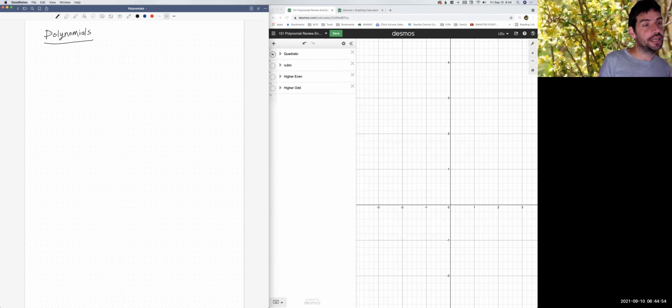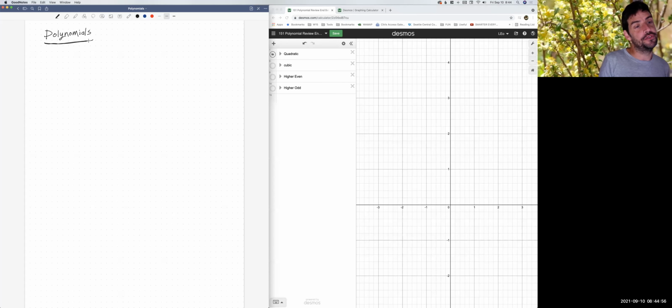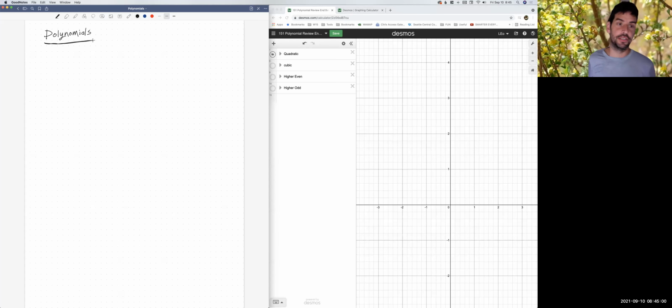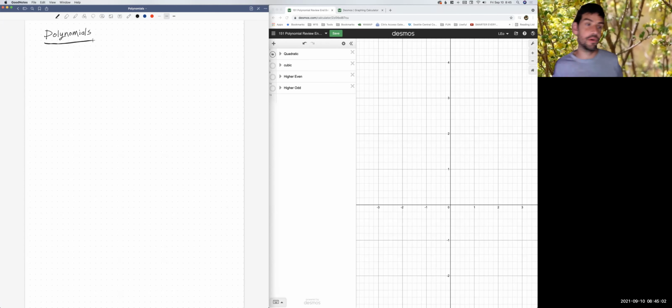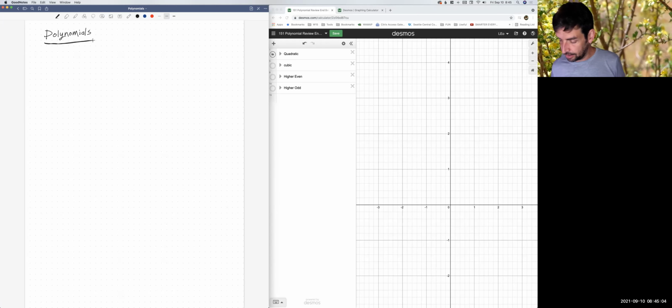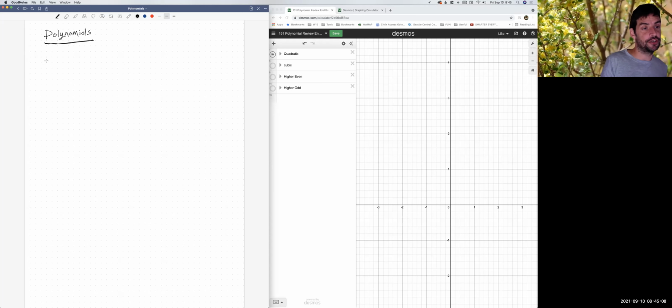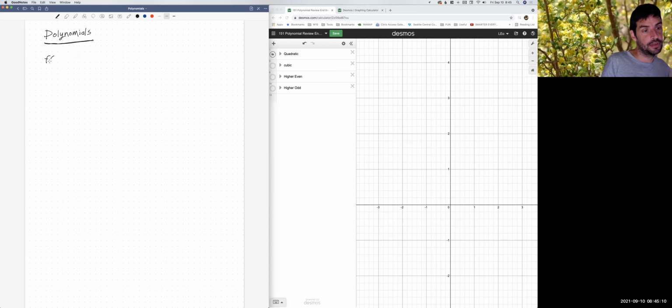Again, I want to keep reminding everyone of this. This is meant to be a review for people who have already had experience with polynomials, but maybe need a quick brush up to get themselves reoriented on the topic. So a polynomial is a function of the following form.